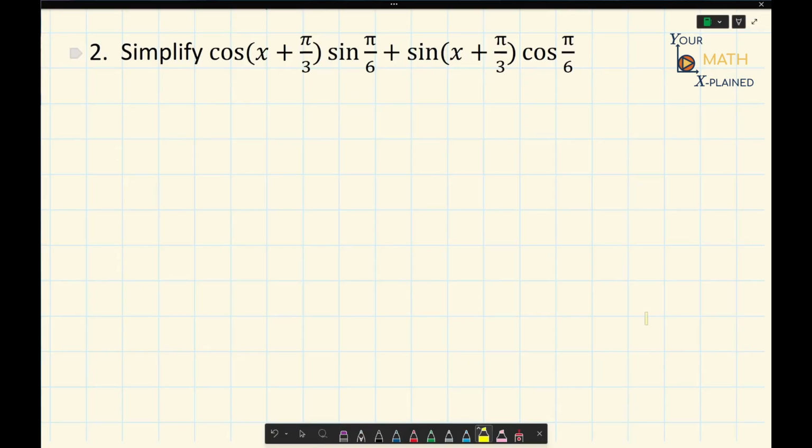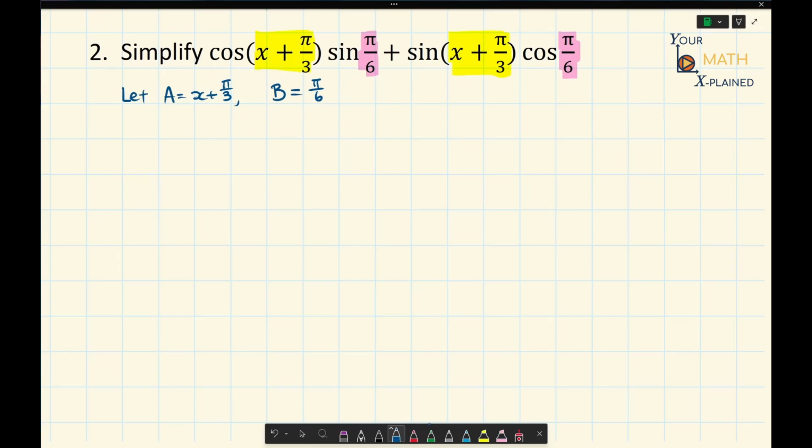What I want to draw your attention to is the fact that we have this entire angle here, which is x plus pi over 3, and it shows up again right over here. And then our other angle, which is pi over 6, shows up here, and it shows up again right over here. So let's go ahead and do a substitution for them, just so that this can look a little bit simpler. We're going to let A be x plus pi over 3. And then we're going to let B be equal to our other angle, which is pi over 6. And now we can go ahead and rewrite this entire expression in terms of A and B.